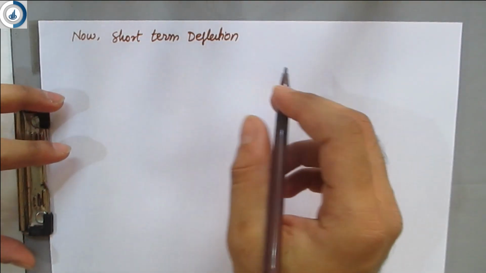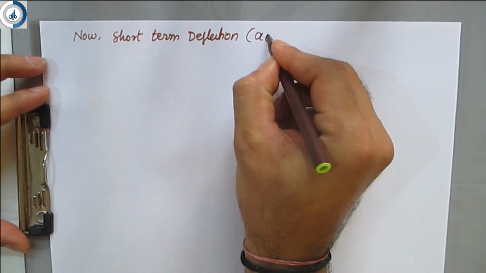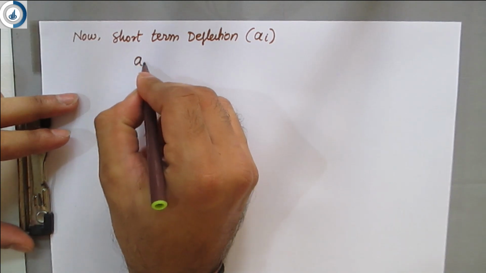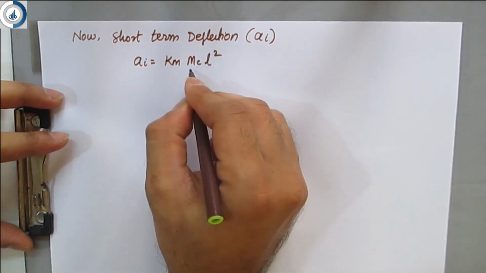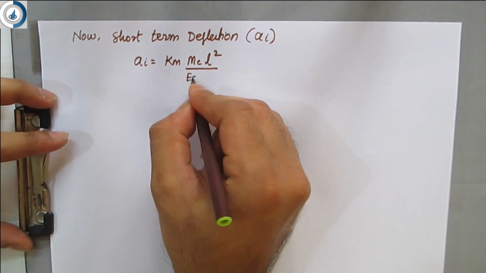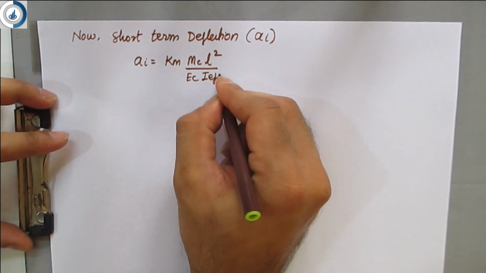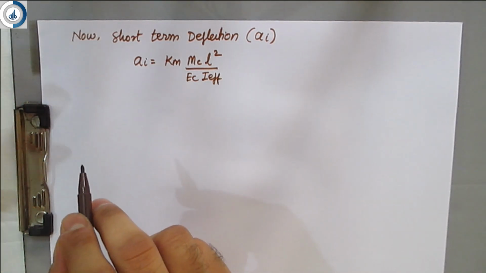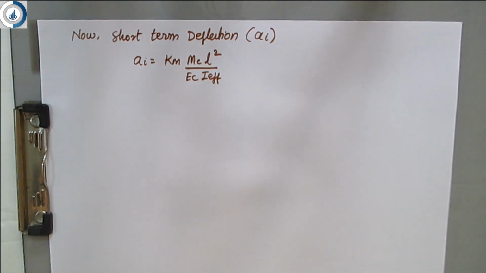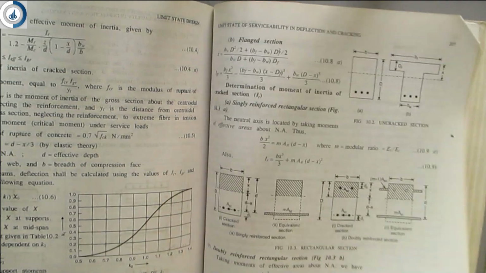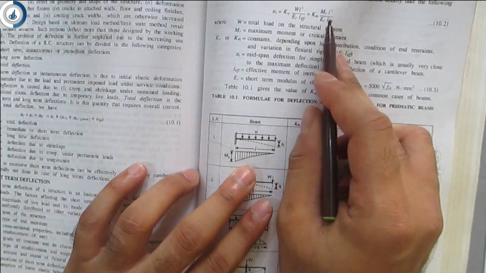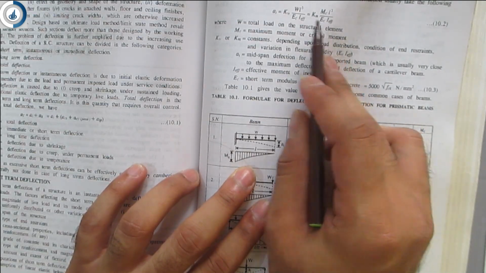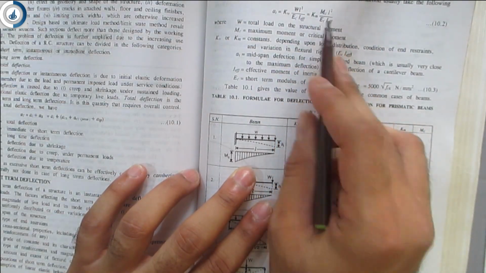I will show you the formulas for different conditions, and with respect to the given condition you can solve the problems. Now we'll find the short-term deflection, that is AI, and AI is given as Km Mc L square by Ec I effective. So this is the formula given. These are the different cases for the formulas. If load is given, then you have to find the moment and substitute like this.